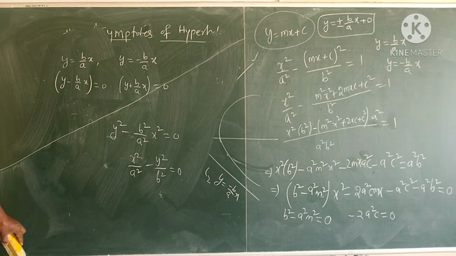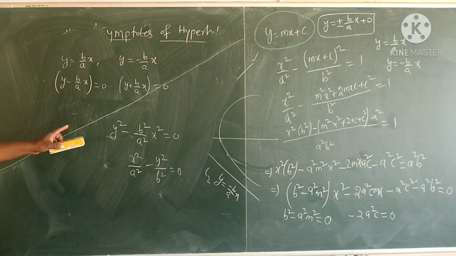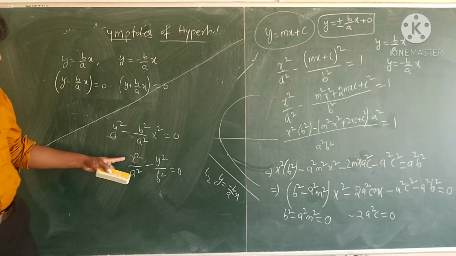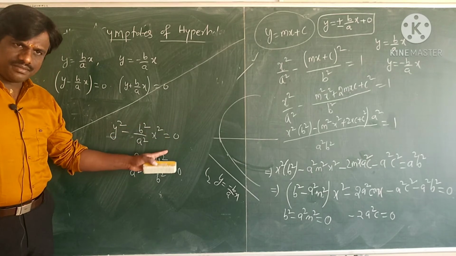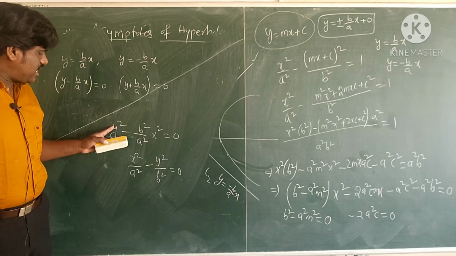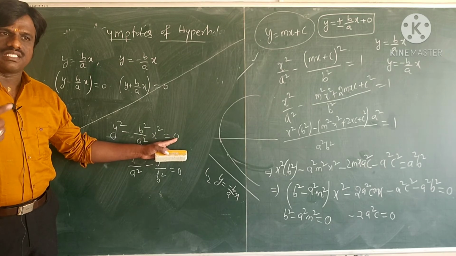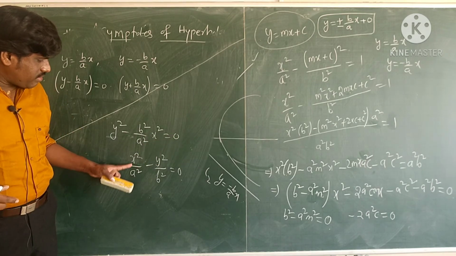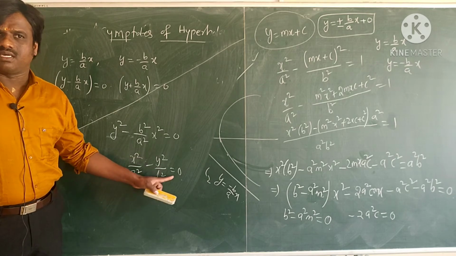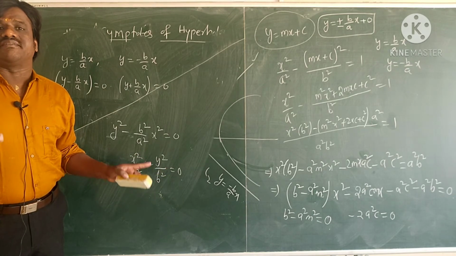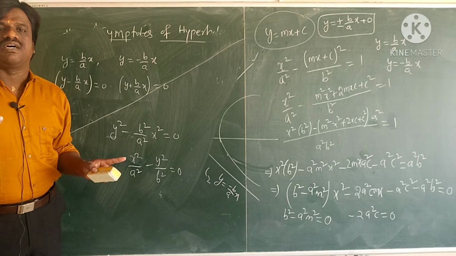See, this is not mandatory. If I multiply these both, what is the equation I will get? You do the LCM here. So what do I get here? a square y square minus b square x square equal to 0, and then divide by a square b square. So you will get x square by a square minus y square by b square equal to 0. This is called the equation of asymptote, pair of asymptotes.